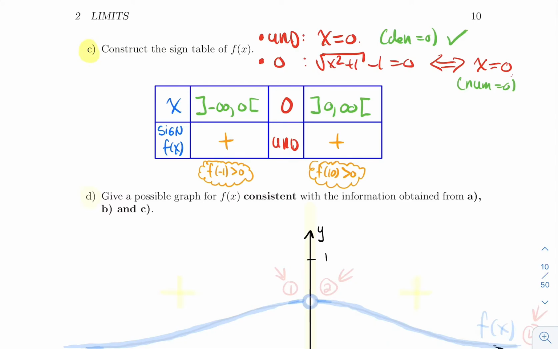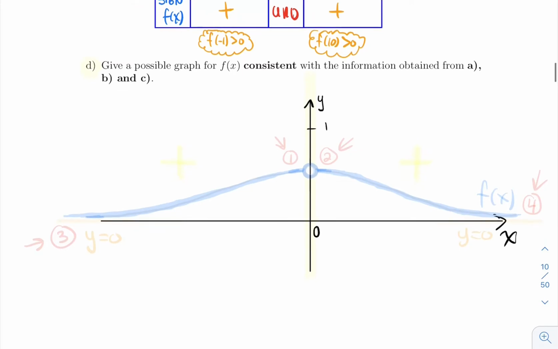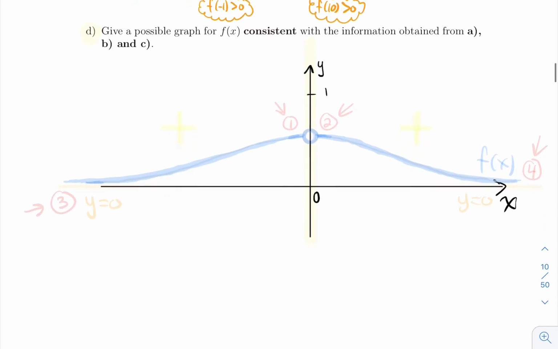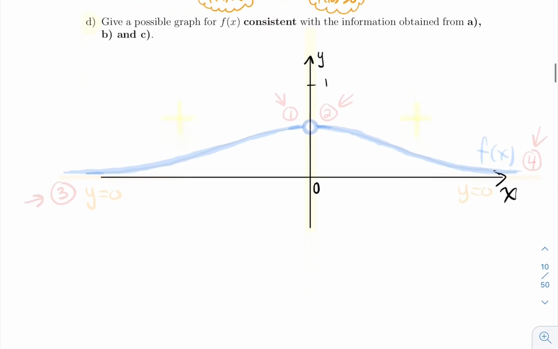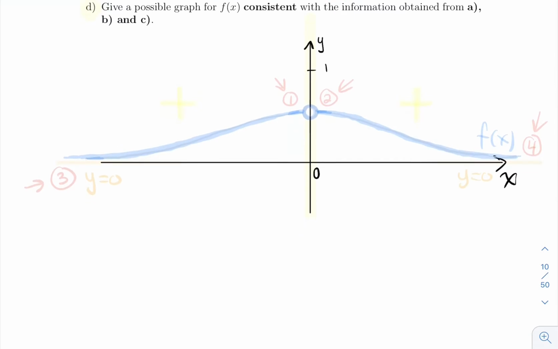And now this is for me one of the precious moments. Let's combine everything together: the domain, the important limits, and the sign table, to draw a possible graph for our function. Pure excitement, pure excitement. So that's the next part. Okay, so part B. All right, so let's construct that famous graph.